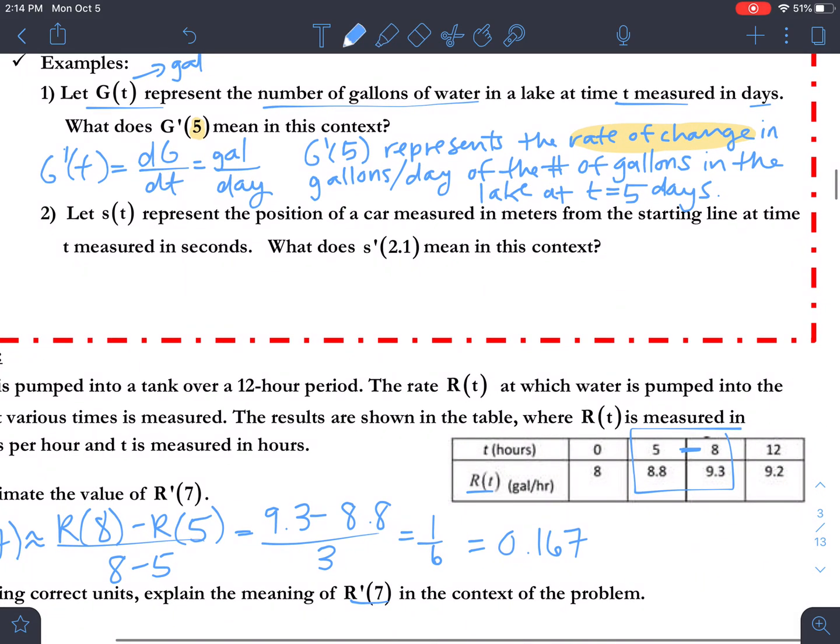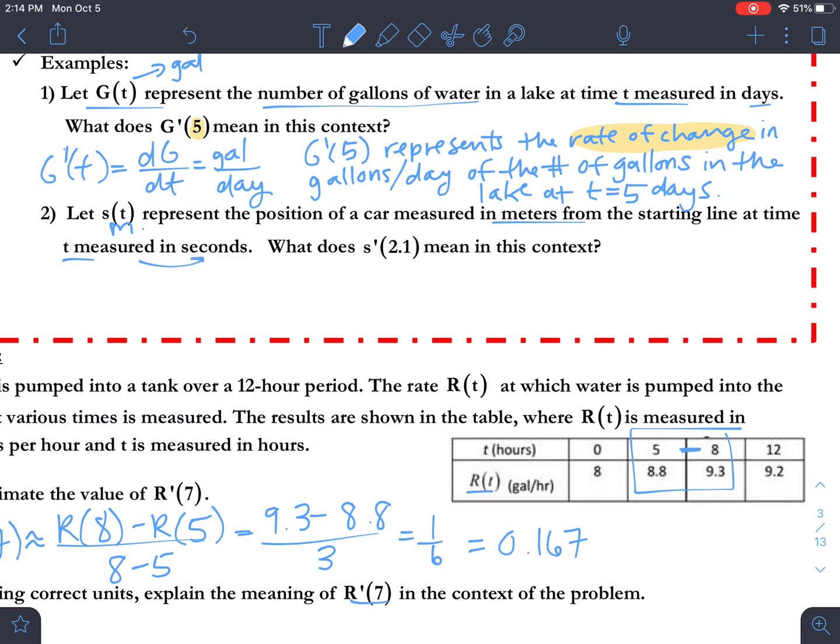Okay, let's try one more here. It says, let S of t represent the position of a car measured in meters. Okay, so S is in meters if you want to write yourself a note. And from the starting line at time t in seconds. So what does S prime of 2.1 mean?